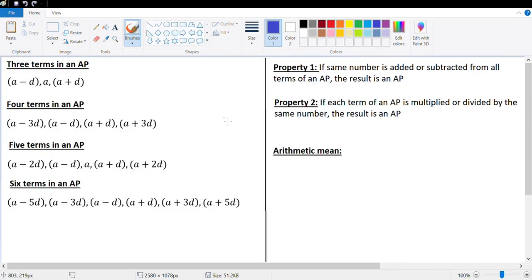Hi guys, let's look at the next exercise of this chapter, Arithmetic Progression. We are starting exercise 10D. Now before we start, let's quickly see what are the new concepts in this exercise.